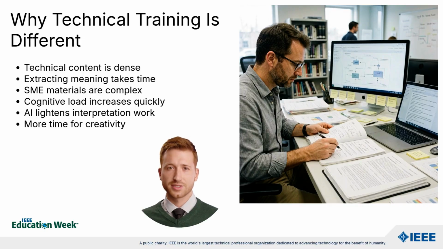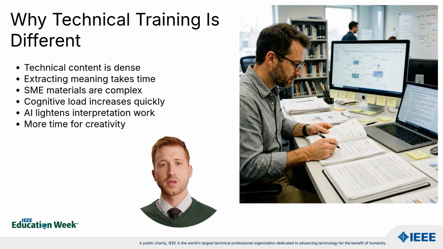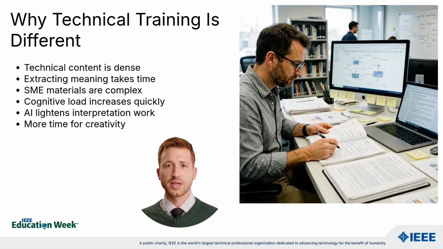Technical content is inherently dense, requiring designers to interpret formulas, diagrams, data tables, and complex academic explanations. As the document notes, designers spend enormous time extracting meaning from dense academic papers, SME interviews, and highly technical narratives. This heavy cognitive load often shifts attention away from higher-value work such as strategy, creativity, and learner-centered design. AI helps rebalance that workload. By summarizing dense material, clarifying technical language, and structuring complex information, AI frees designers to focus on the parts of instructional design that require human judgment, storytelling, pedagogy, and learning impact.